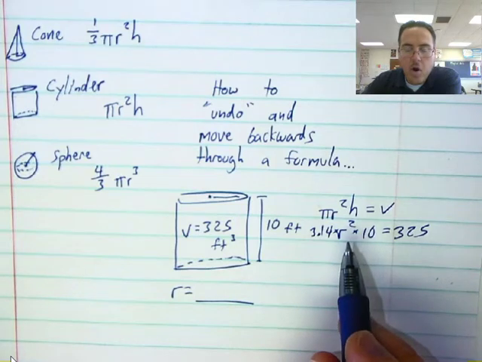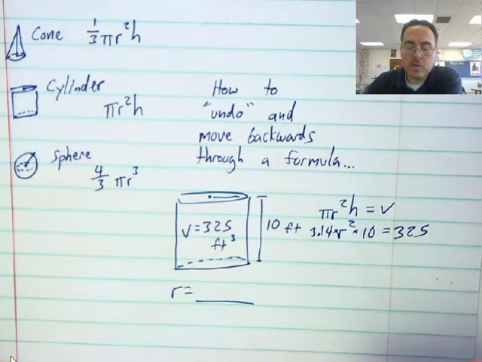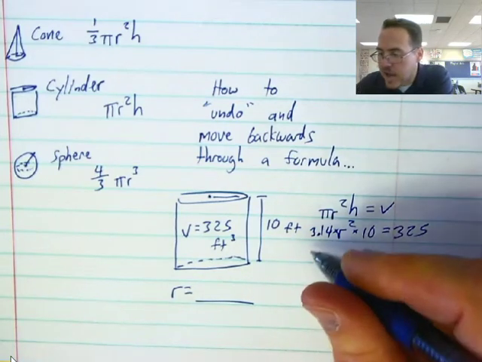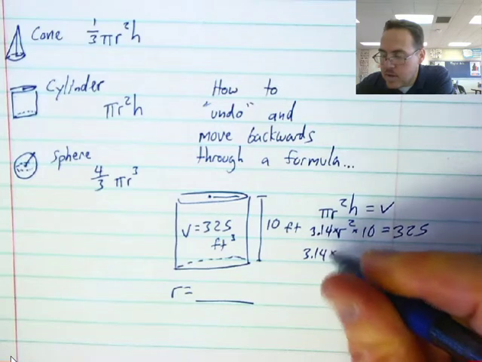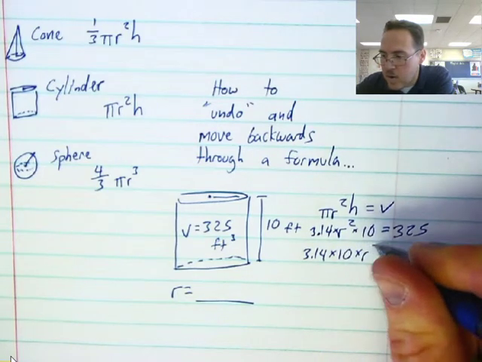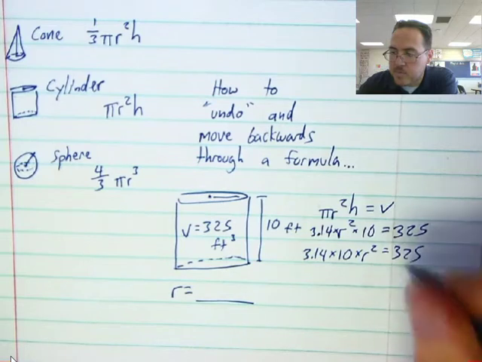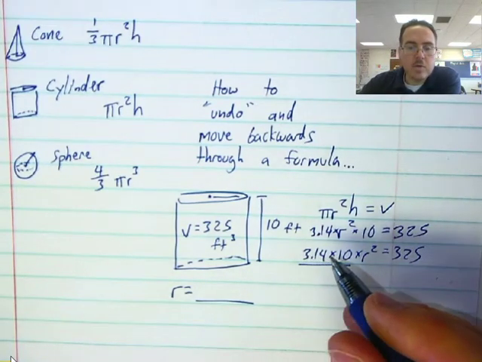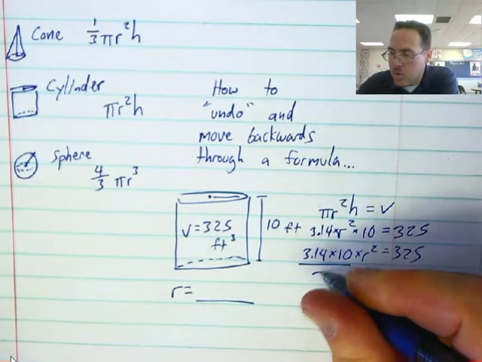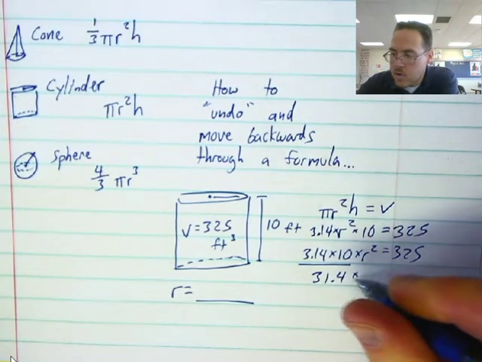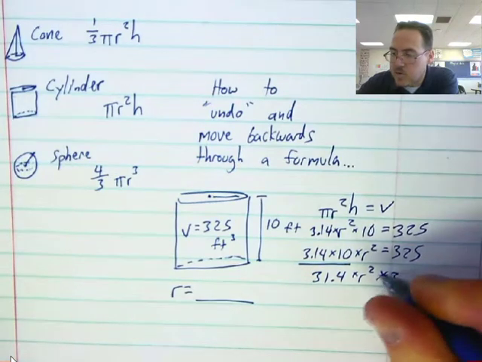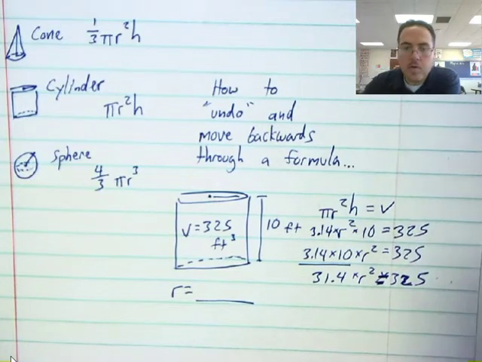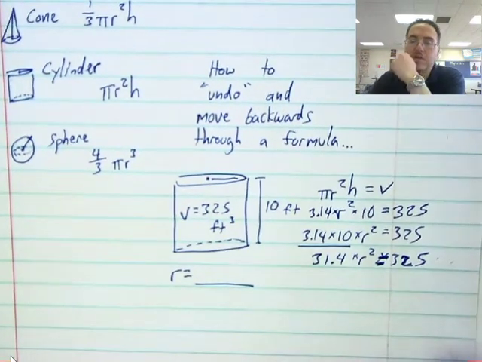But we need to figure out what the r squared is. So here's what we're going to do. I can rearrange this multiplication. I can say 3.14 times 10 times r squared. That's the commutative property of multiplication. So I can go ahead and do this first. Well, 3.14 times 10 would be 31.4 times r squared equals 325. Now here's the undo step.